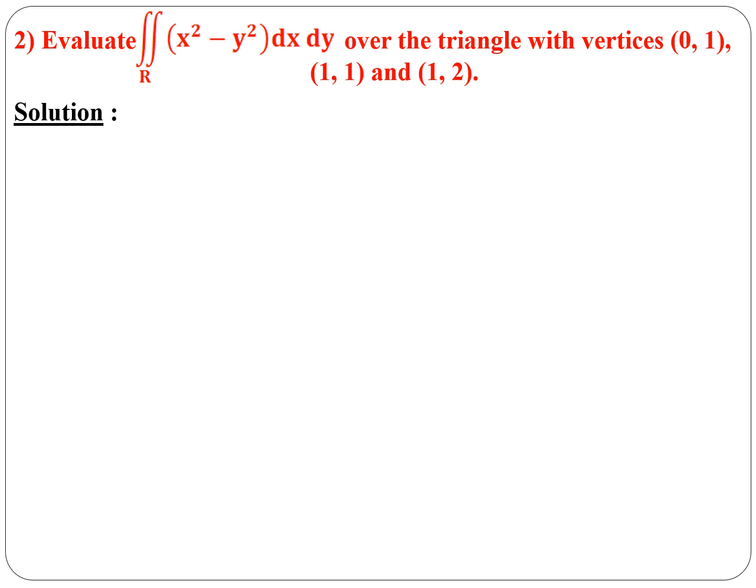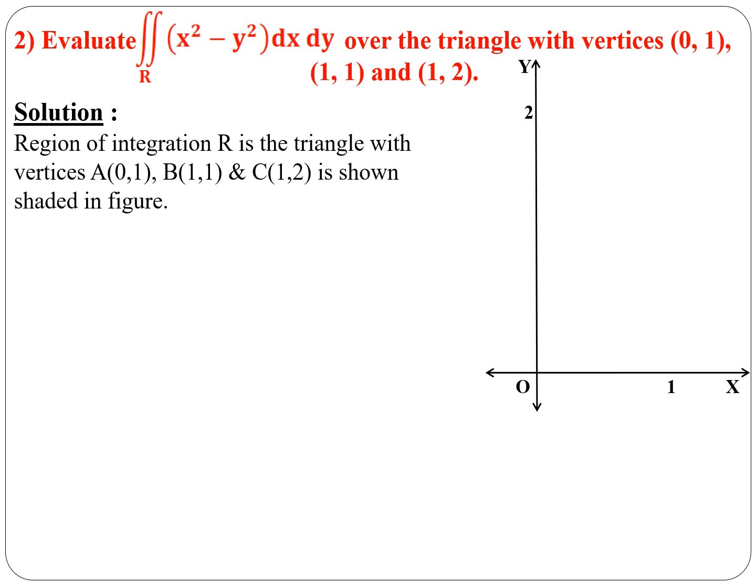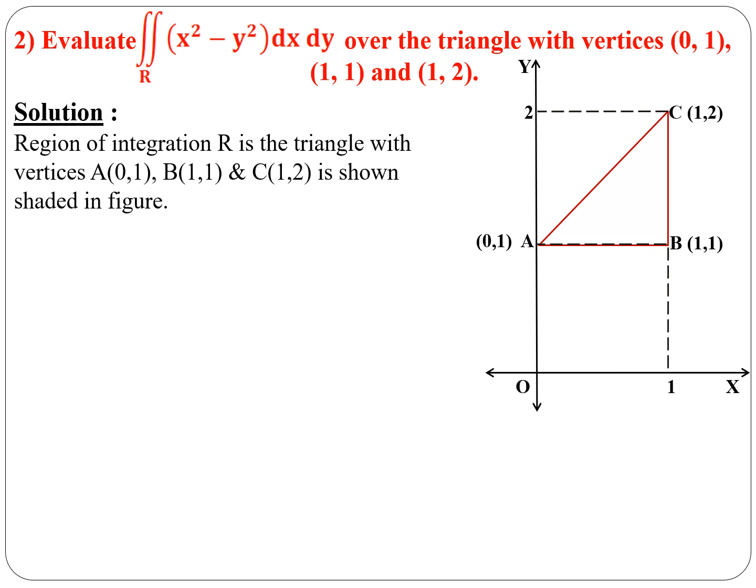Now take the next example. The function is x square minus y square. You want to integrate with respect to x and y along the region R, where region R is the triangle with vertices 0, 1, 1, 1, 1, 2. So I'll just draw these 3 points on the x-y plane. Here this is 0, 1, it is 1, 1 and 1, 2. I'll join these 3 points, and we will get a triangular shape. This triangle is your region of integration, so I shaded it. So this shaded area is our region of integration.